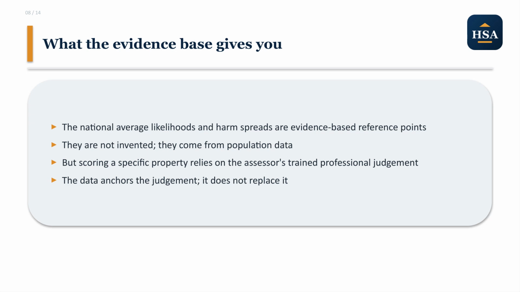Here is the key point about the evidence base. The national average likelihoods and harm spreads in the system are evidence-based reference points drawn from population data, not invented. But scoring a specific property is not a purely mechanical lookup. It relies on the trained professional judgment of the assessor, comparing the property against those national averages. So the evidence anchors the judgment. It does not replace it. A full scored assessment should only be carried out by someone trained in the HHSRS assessment process.